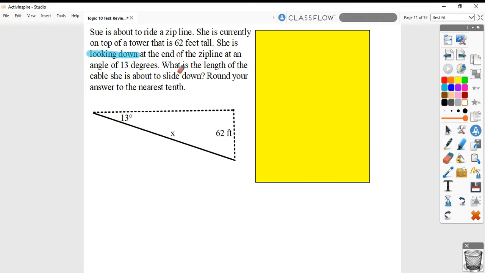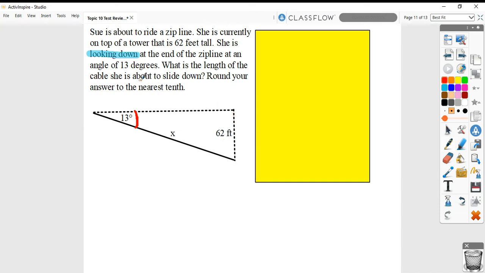You've got to think about this. When you're looking down, you're dealing with an angle of depression. An angle of depression is below straight horizontal. So if Sue is looking out straight horizontally from 62 feet up in the air, that's looking straight across this line. But she's looking down at an angle of 13 degrees. So that's how we end up working with this angle up here instead. That's the angle we're working with. That's 13 degrees. So when we look at this angle, our 62 feet is the opposite side.